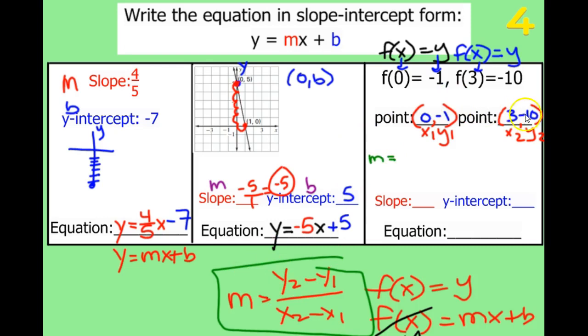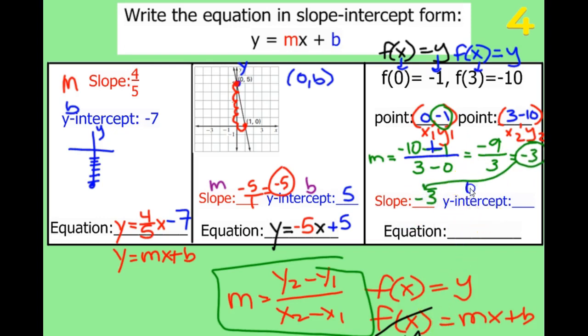So first, y2, which is -10, minus y1, which is -1. Two negatives we know make a positive. And then on the bottom, x2 minus x1, or 3 minus 0. So -10 plus 1, there's more negatives, different signs subtract, so 10 minus 1 is 9, negative 9. And then 3 minus 0 is still 3. We can simplify this by dividing by 3, or just negative 9 divided by 3 is negative 3.